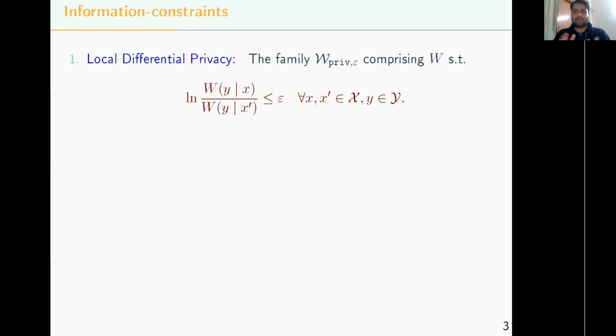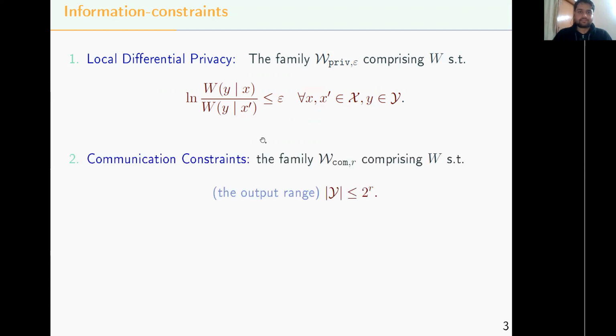So let me describe what information constraints we look at in the paper. The first one is local differential privacy. This is the precise condition. It just says that given the output, you cannot precisely tell what input was used to generate it. The second one is communication constraints, which states that the output can be represented using R bits.